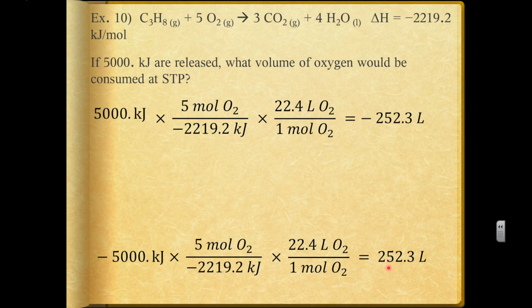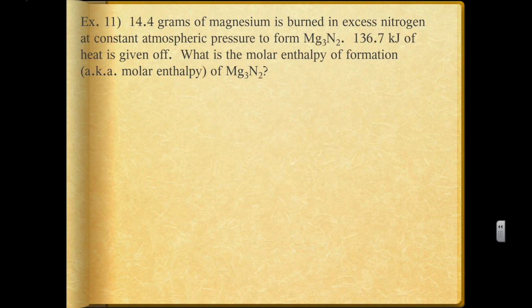You really have to pay attention to your signs on this unit because it's telling you if something is released, then it's exothermic. If energy is absorbed, it's endothermic. So you have to pay attention to either positive or negative. Now, again, that's where the 5 came from, and that's where the 2,219.2 came from.